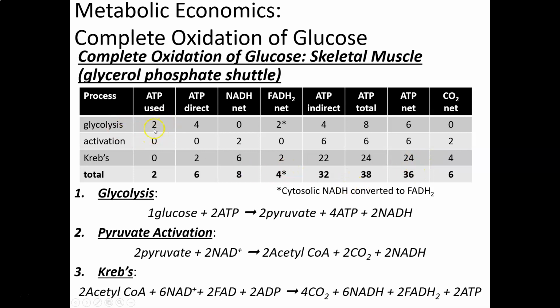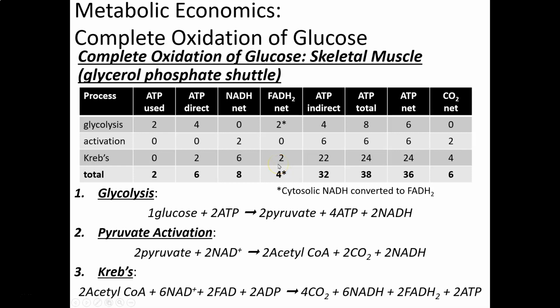So we still use 2 with glycolysis used. We still have 4 direct in glycolysis and 2 direct in Krebs, so 6 direct. But the NADH, since we don't have it in glycolysis anymore because we converted to FADH2 instead, we have 2 plus 6 is 8. FADH2 net is 2 plus 2 is 4.